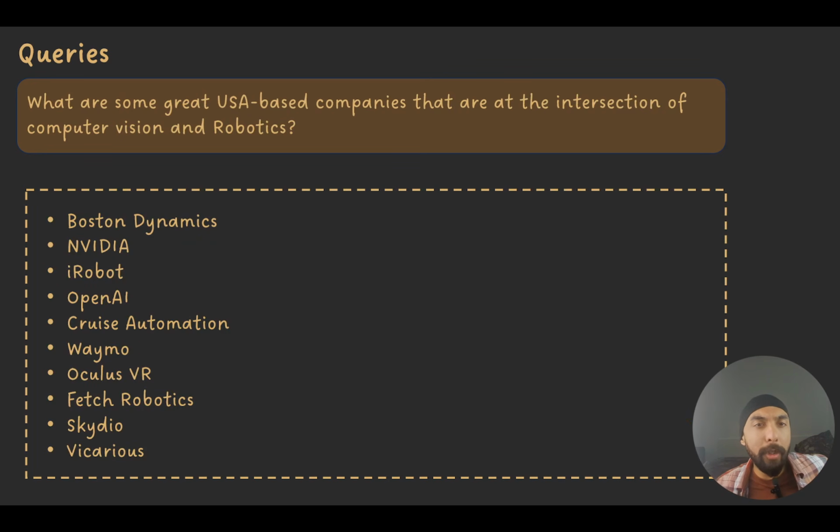What are some great USA based companies that are at the intersection of computer vision and robotics? NVIDIA, Boston Dynamics, iRobot, Waymo, OpenAI, Oculus VR. There's a lot of different companies that work at the intersection of computer vision and robotics, and these are some companies that build a lot of interesting applications.